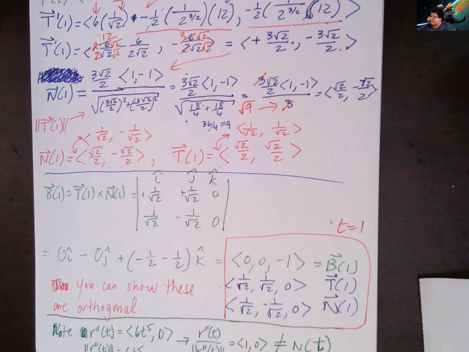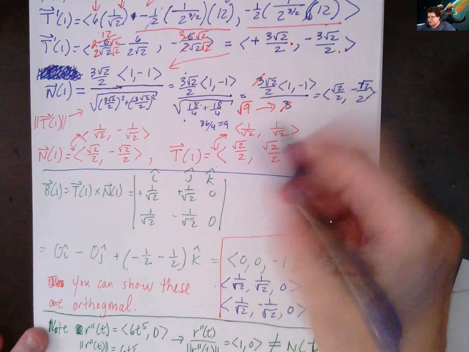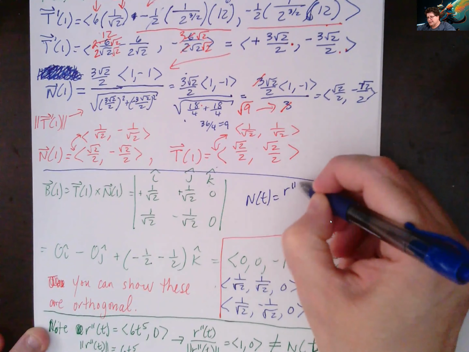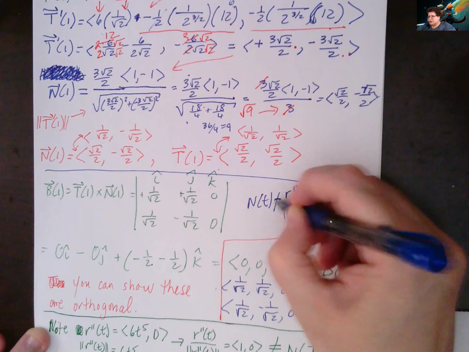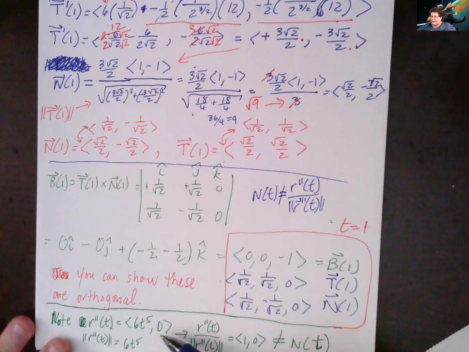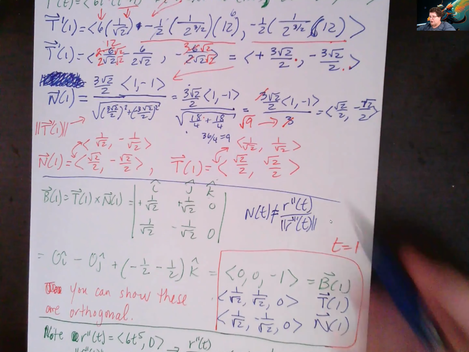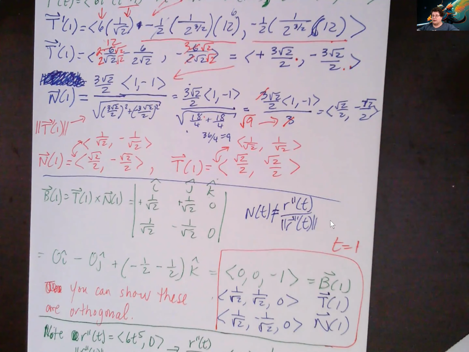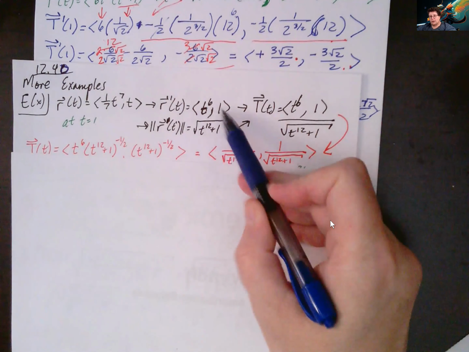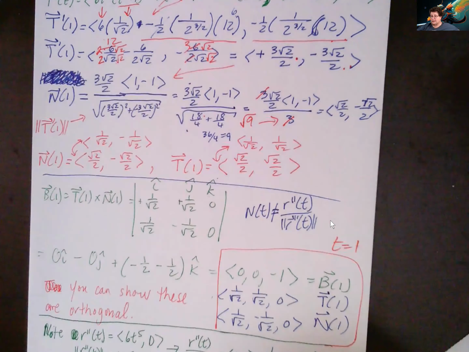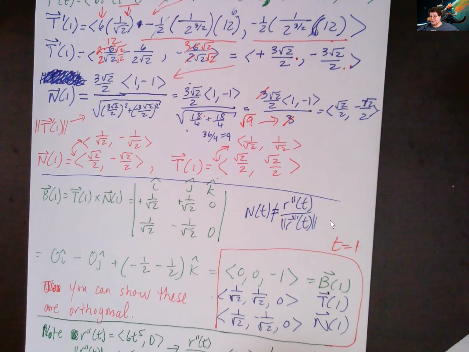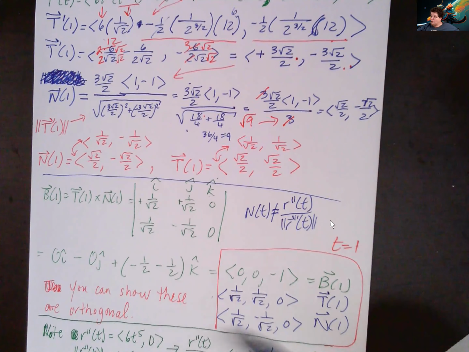Recall me saying that we can't do n of t equals r double prime of t over the magnitude of r double prime of t. It doesn't work like that. It only works with n of s. We can take a look at that here. The first derivative of r of t was t to the 6th and 1. So r double prime is 6t to the 5th and 0. So the magnitude of r double prime is 6t to the 5th. It's the only component. When I divide by that, I get 1, 0 or 1, 0, 0.